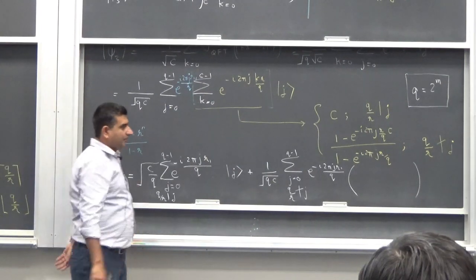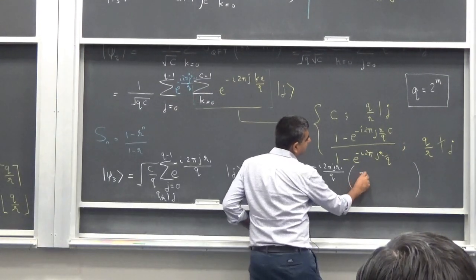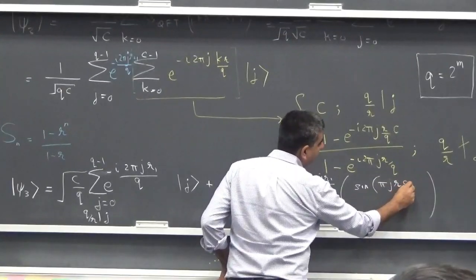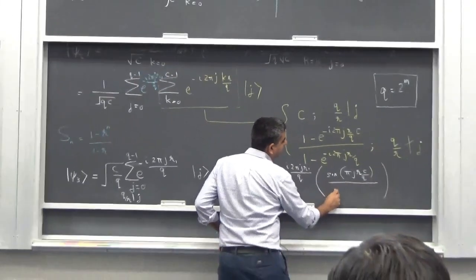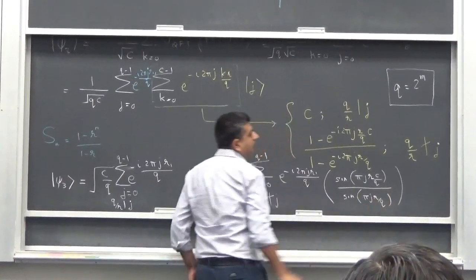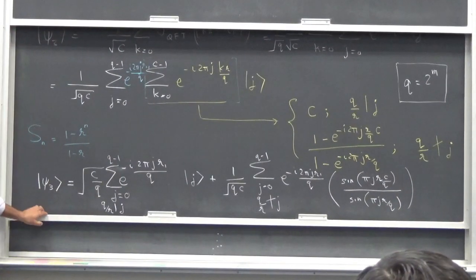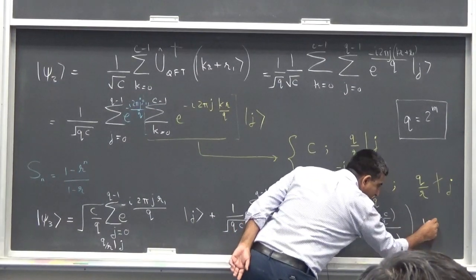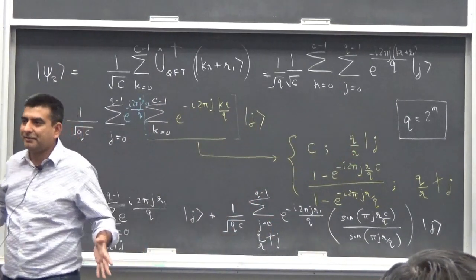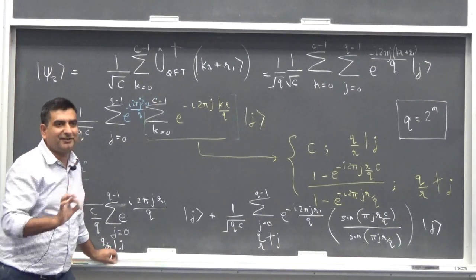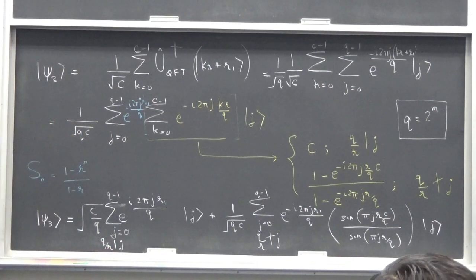And if you look a bit carefully, this ratio is nothing but sine pi j r c over q divided by sine of pi j r over q. Okay. Of course, we get ket j as well. This is my final state. Now what is j? Ket j. What's j in this notation here?